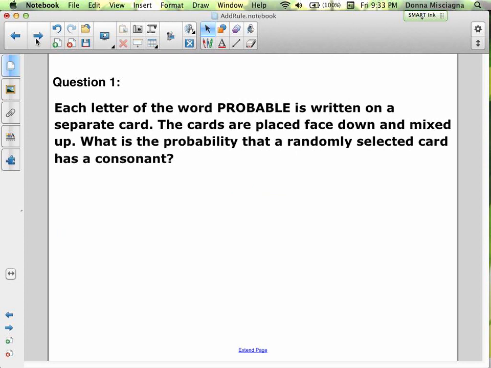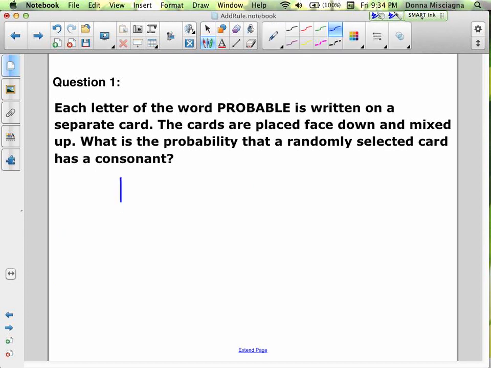So let's look at an example, and you have this example in your notes. We're going to look at two examples actually. Each letter of the word probable is written on a separate card. The cards are placed face down and mixed up. What is the probability that a randomly selected card has a consonant? Well, let's draw out our sample space, because that always makes it easier.